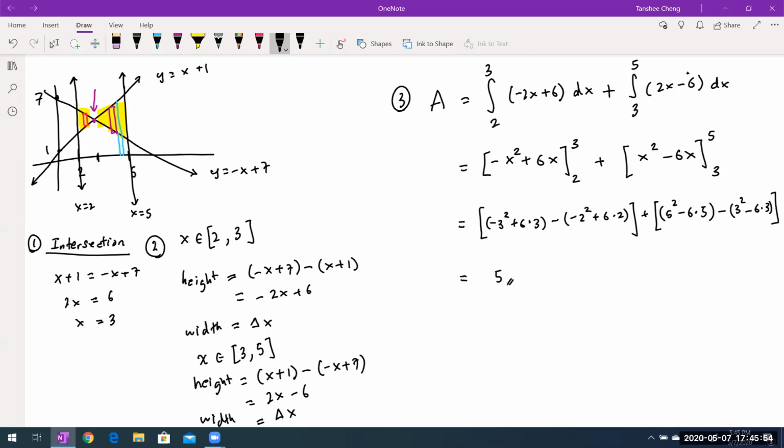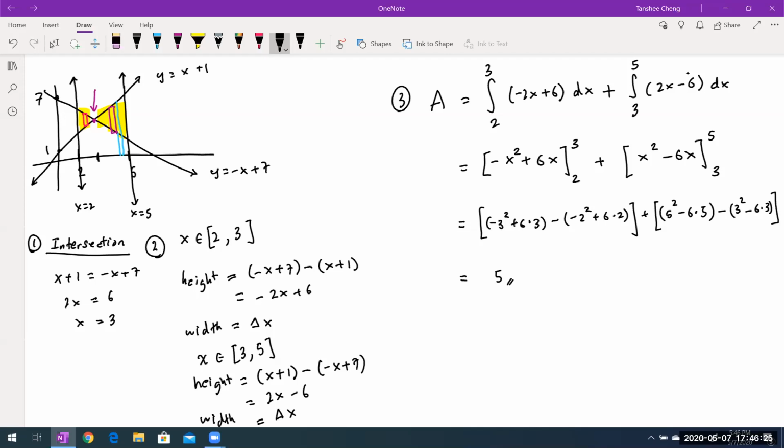So when I integrate the first integral, for the first term you add 1 to the exponent and then divide by 2. So that will be negative x squared plus 6x to the first power. We evaluate from 2 to 3. For the second integral, integrating the first term, you add 1 to the exponent and divide by 2, so it will be x squared. And the second one will be minus 6x, evaluating from 3 to 5.